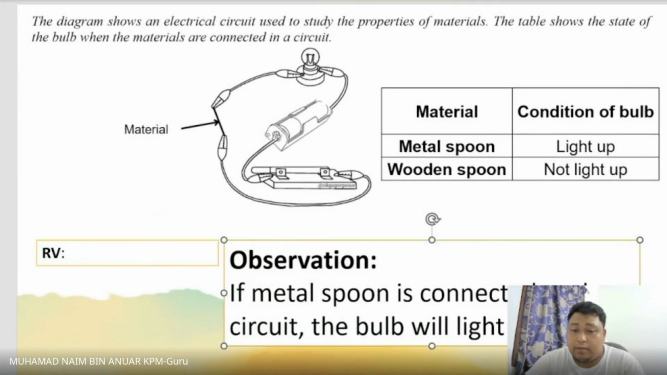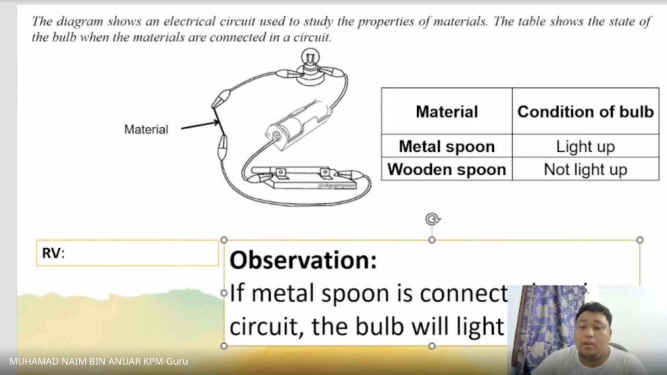And if let's say you are using a wooden spoon, if the wooden spoon is connected to the circuit, the bulb will not light up. The answer will be quite long. That's the observation.